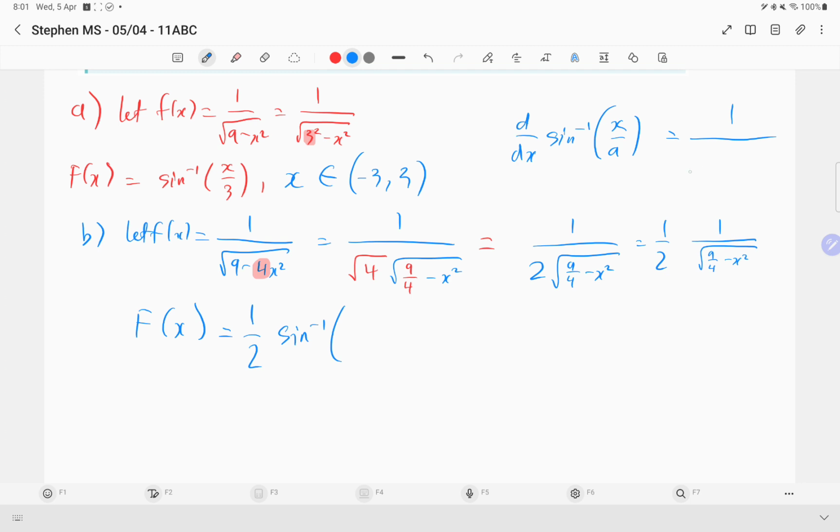1 over... the basic formula. X on A? No. When you derive this equation, it's 1 over square root. Oh, 1 minus 1. No. If it's x on a, it's a squared minus x squared. a squared minus x squared.